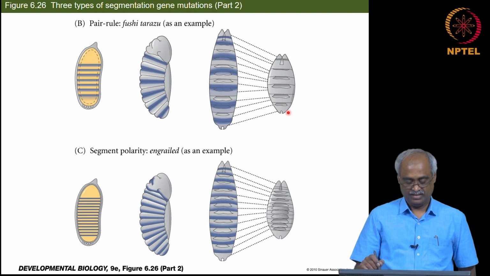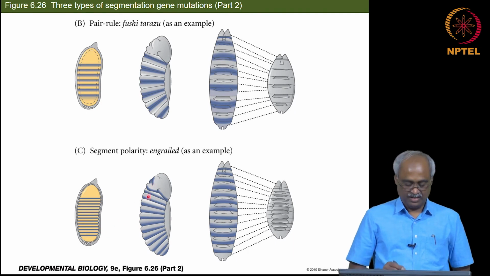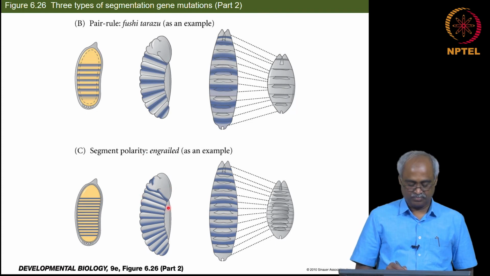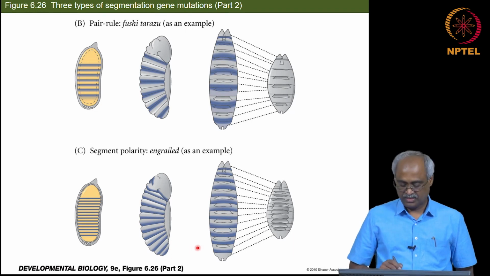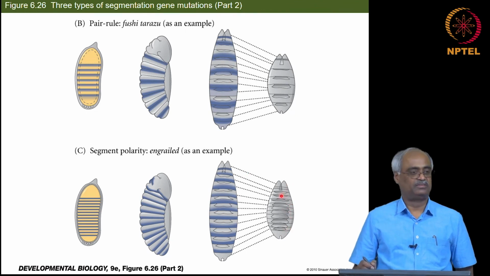And the segment polarity gene, on the other hand, is in more stripes. These are actually 14, and engrailed is in the posterior of each of these segments you are seeing here, and similarly you see it in the larval stage, and then only part of every segment is going to be missing in the mutant.